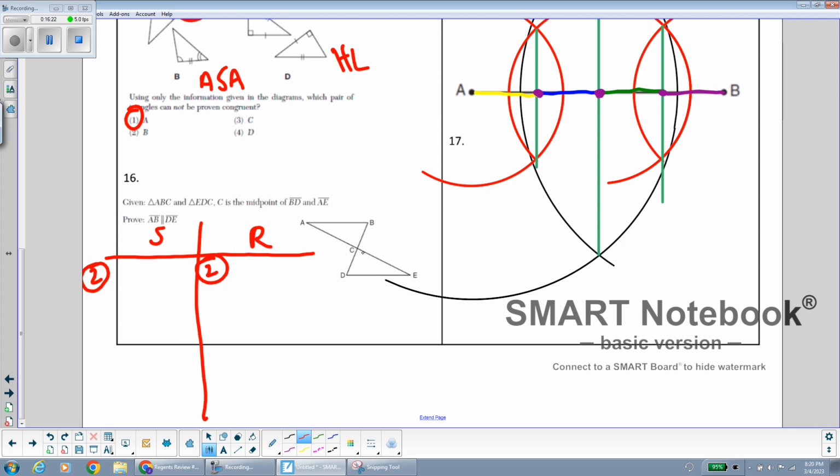C is the midpoint of BD and AE. A lot of people marked this in the diagram and did not put it in the proof. So let's do that. AC is congruent to CE.